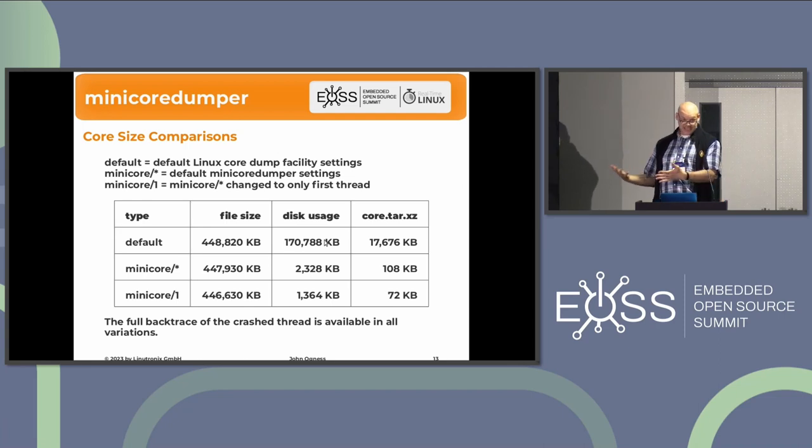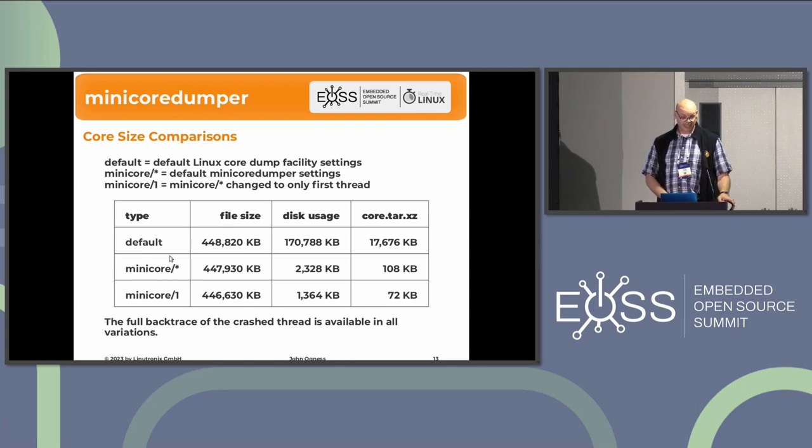But this is 170 megabytes taken up on your actual disk. And to be fair, just to have a comparison, I could pack that into a tarball and use XZ to compress it as well as possible. And I got it down to 17 megabytes, which is pretty good, actually, considering it's a 500 megabyte address space.